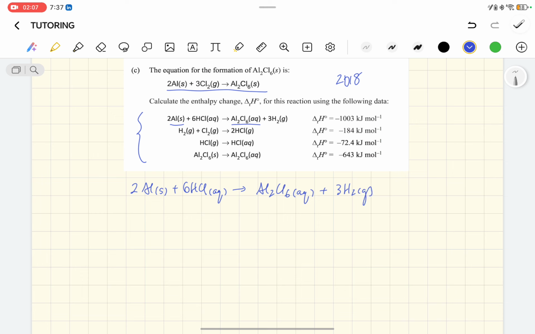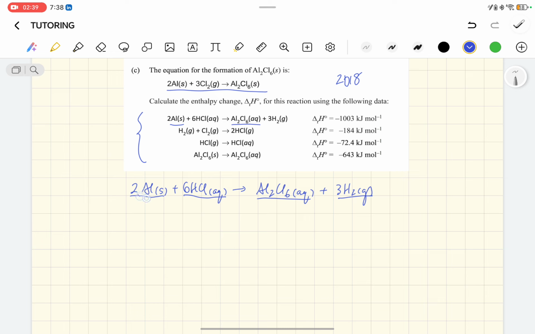A trick in doing these questions is to always keep an eye on what I want and what I don't want. So I want the 2Al solid because it matches. I don't want the 6HCl aqueous. I do want the Al2Cl6, but we don't want the 3H2 gas. But now it comes to the second thing we need to keep an eye on, which is what form it is in, what state it is in.